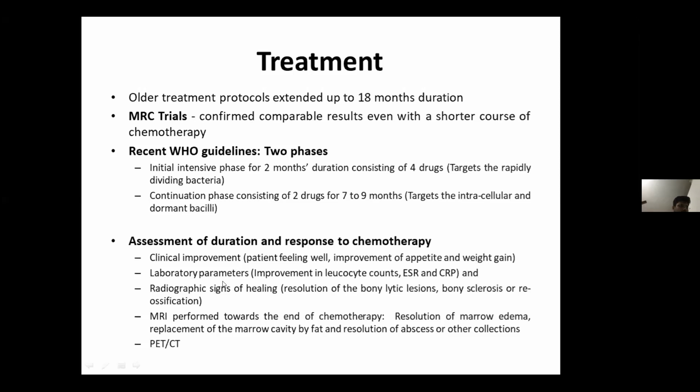The next is all the laboratory parameters: the WBC count, ESR, with or without CRP, and of course we get liver function tests in all these patients. I'll talk about that a little bit. Then X-rays showing radiological signs of healing, which include resolution of the lytic lesions, sclerosis of the bone, and reossification of the bone. MRI is also required in these patients, and should be performed towards the end of chemotherapy. MRI showing resolution of the marrow edema, replacement of the marrow cavity by fat, or complete resolution of abscesses is quite characteristic of disease cure.